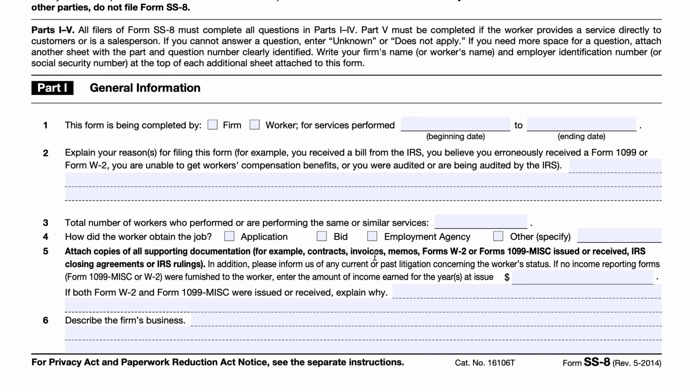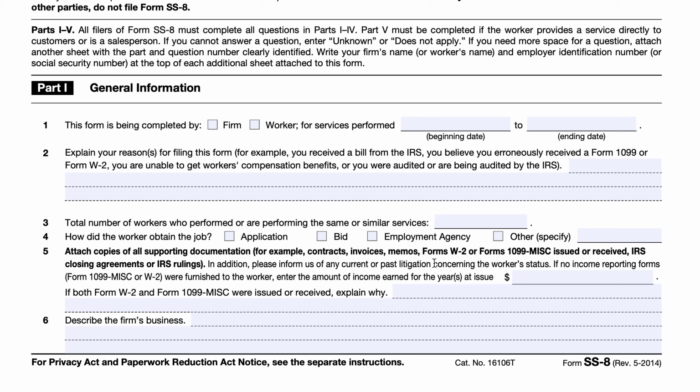However, I will highlight areas where the IRS specifically requests supporting documentation, because part of submitting this form, obviously, is getting as much supporting documentation that props up your side of the discussion as possible. So in Part 1, the first thing they ask is, attach copies of supporting documentation about your work relationship.